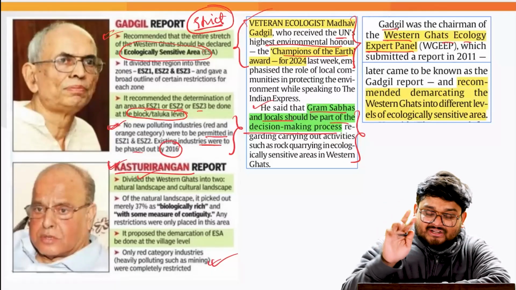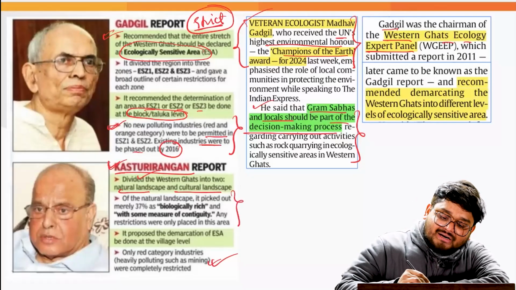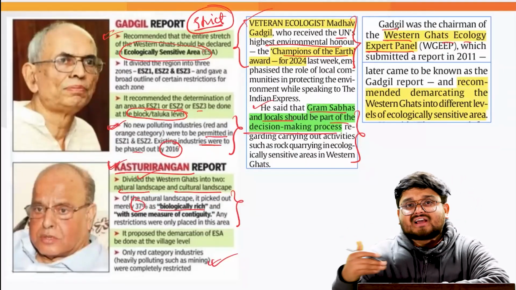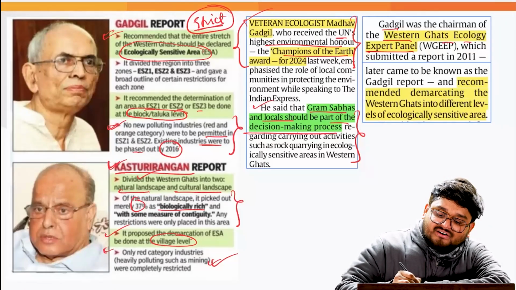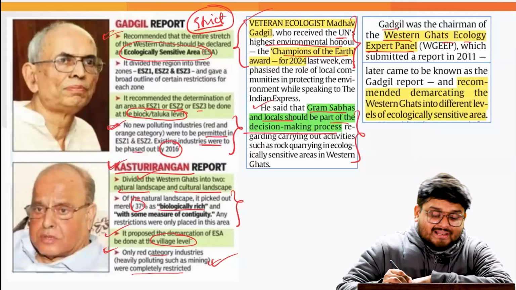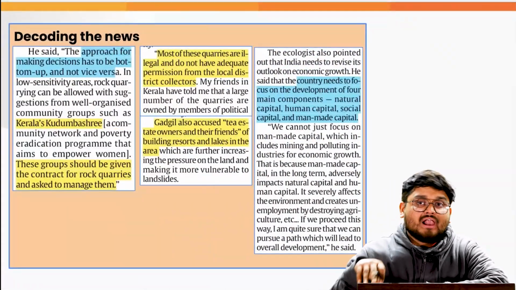Ghats into two categories: natural landscape and cultural landscape. Of the natural landscape, it picked out merely 37% as biodiversity rich, so it liberalized some of the conservation aspects, right? And it proposed the village level, and only red category industries were completely restricted. So we can tell that this group went with a very liberal approach.